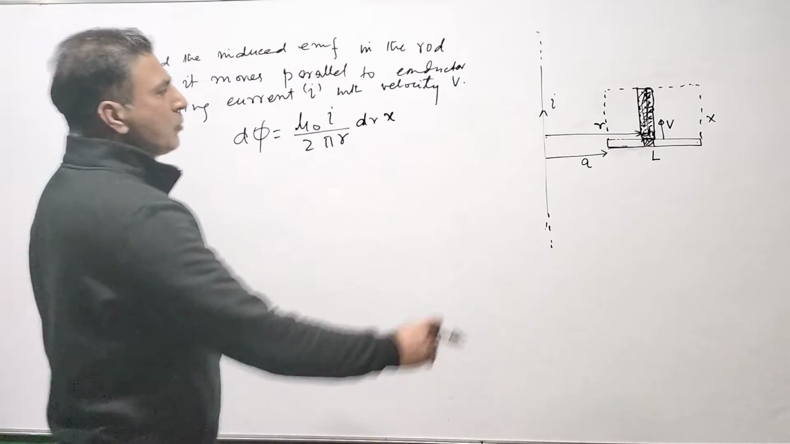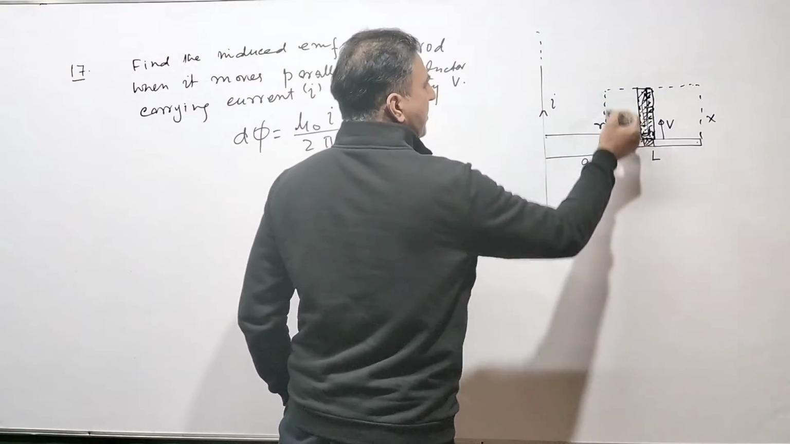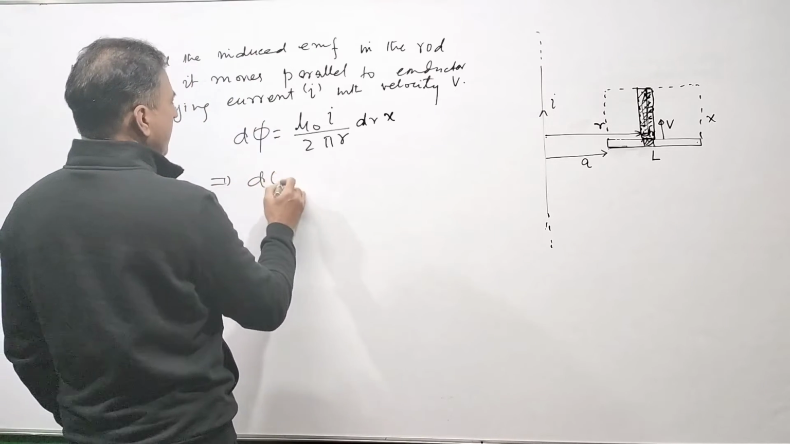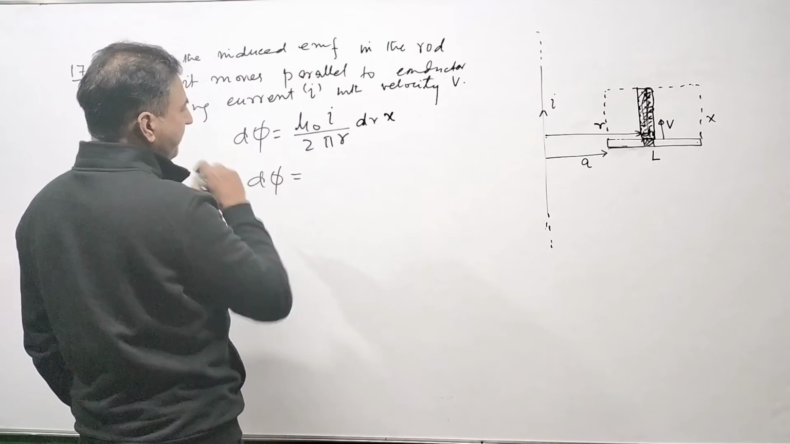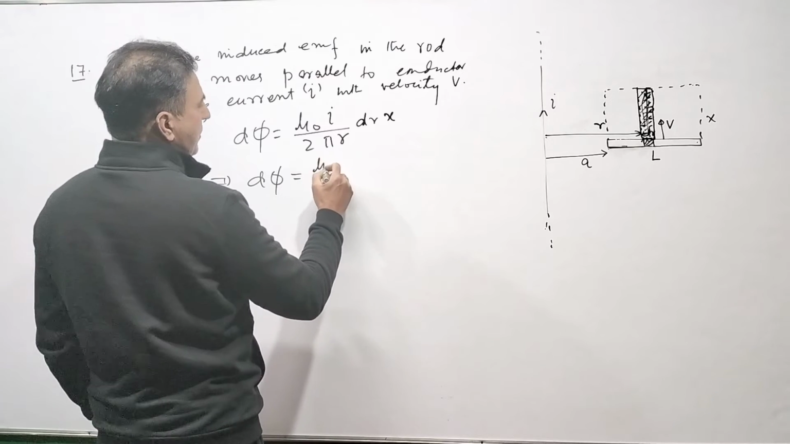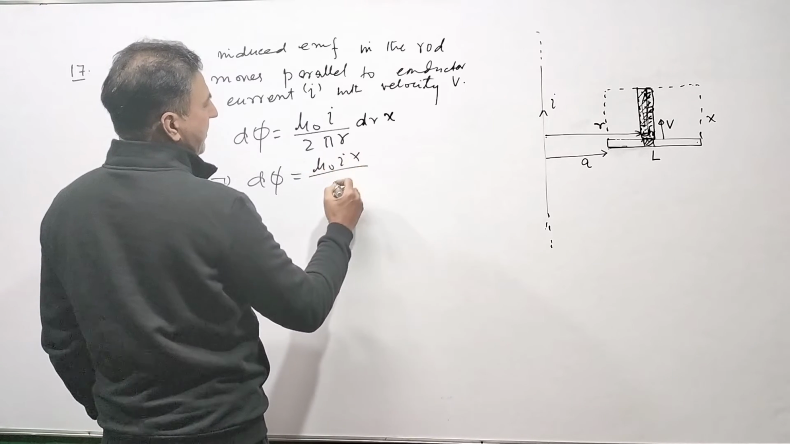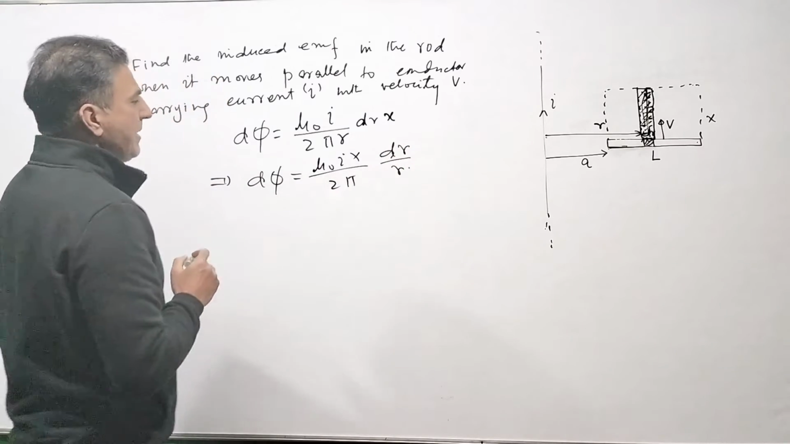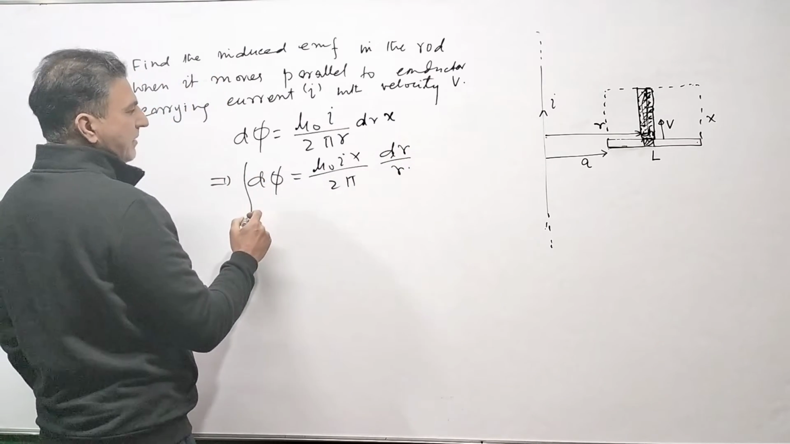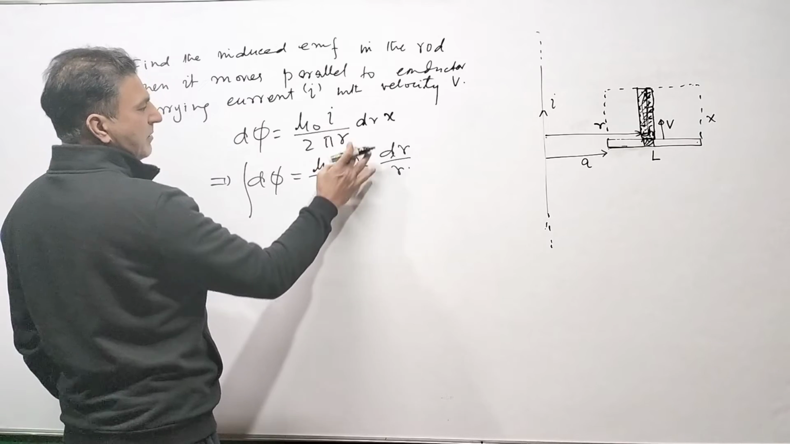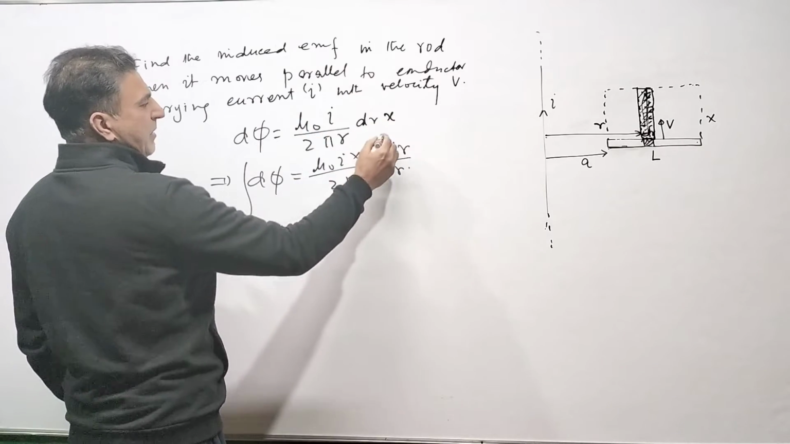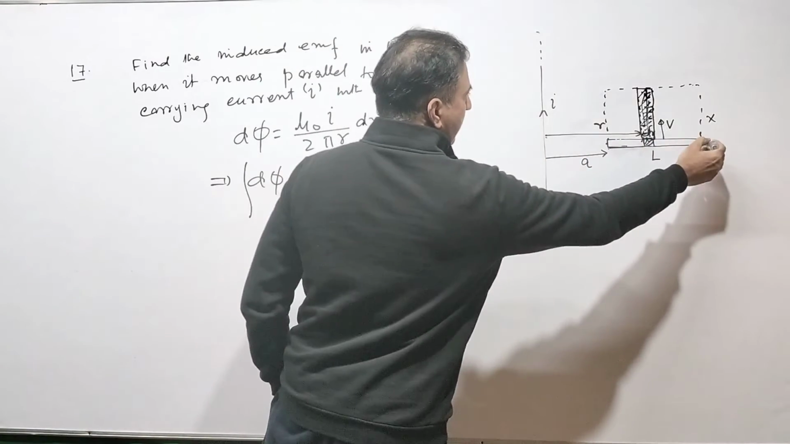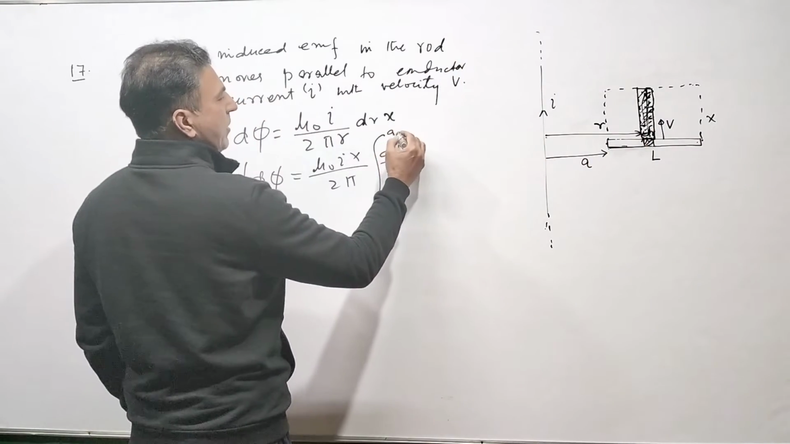But I have to find the total flux in this region. That I can do by integrating. So d phi is equal to mu 0 I x by 2 pi, dr by r. Integrating both sides, this is a constant in the given situation, and here you can integrate from a to a plus l.